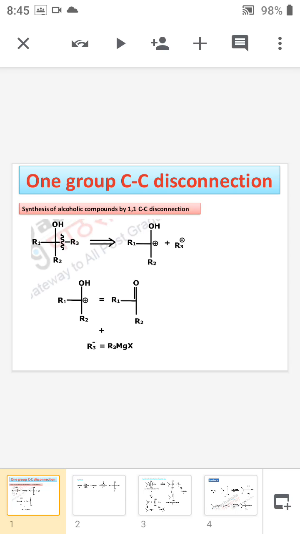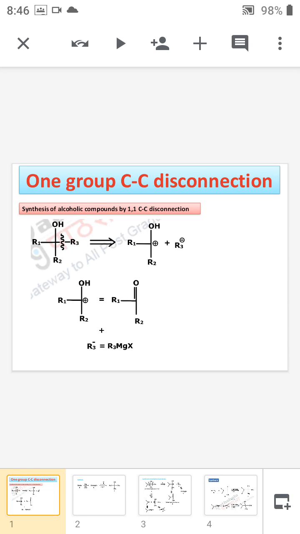As we discussed earlier, the name 1,1 comes from the functional group which is attached to the carbon atom being named as 1. And we are going to disconnect the group which is connected to that carbon atom. So that's why the name of the disconnection is 1,1. And here we are disconnecting the CC bond, so the name is 1,1 CC disconnection.